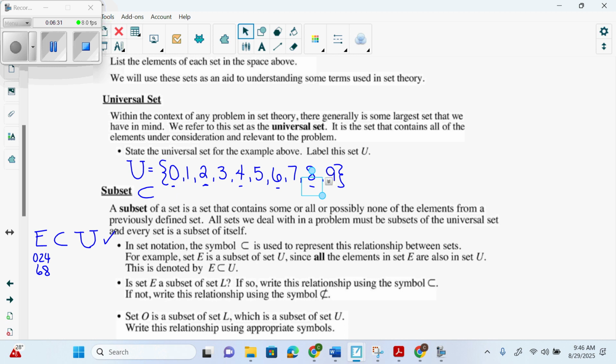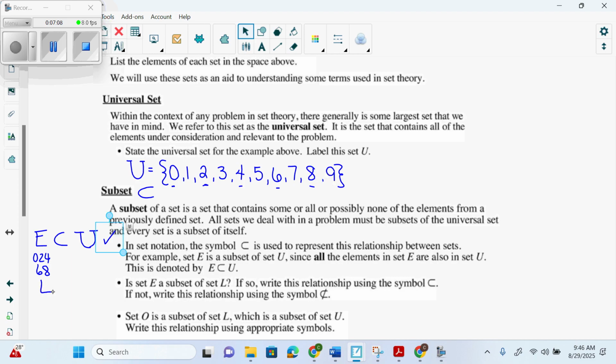Everything in E, the first set, has to be found in the second set in order for this to be a subset of this. So for example, this class is a subset of the school population, right? Everyone in this class is found in the school population. Is the school population a subset of this class? Is everyone in the school population found in this room? No. So just because it's a subset one way doesn't mean it's a subset the other way. For example, the universal set is not a subset of E because there's way more in the universal set than there is in E.